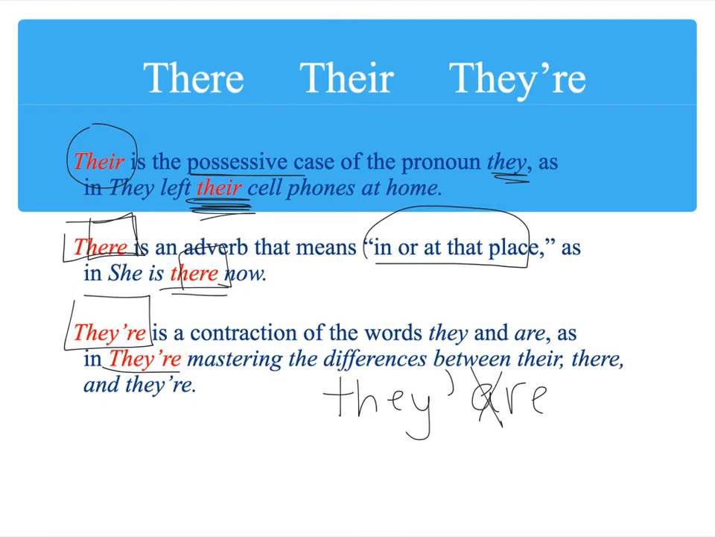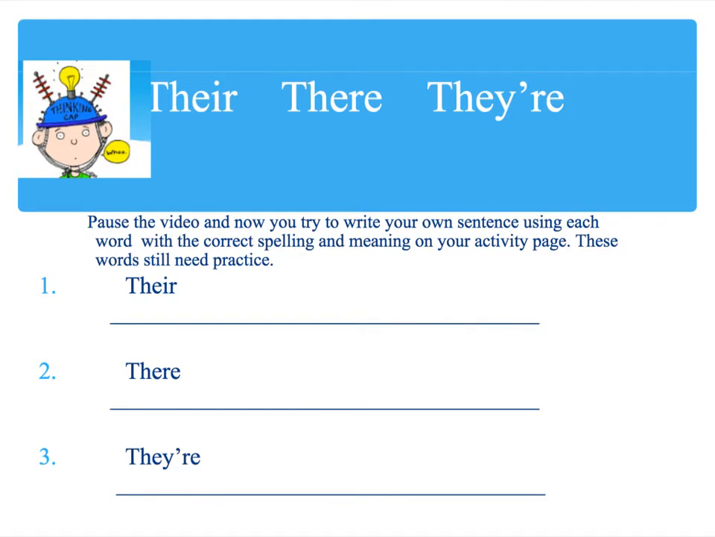They're mastering the differences between there, their, and they're. And yes, you've guessed it. Now it's your time or your turn to try these three words. Please write your very own sentence for the word their, the people there, the place there, and they're, the contraction.